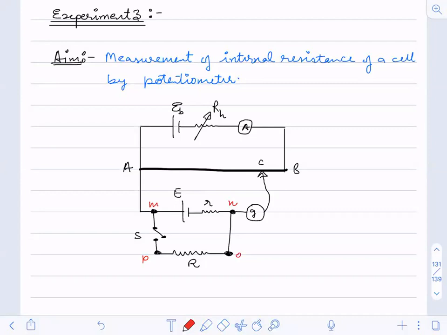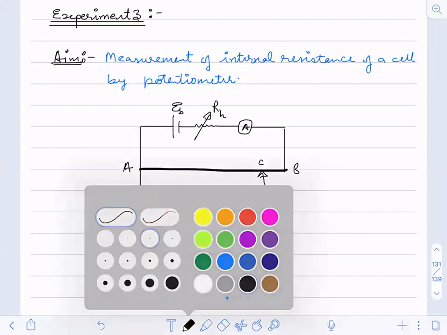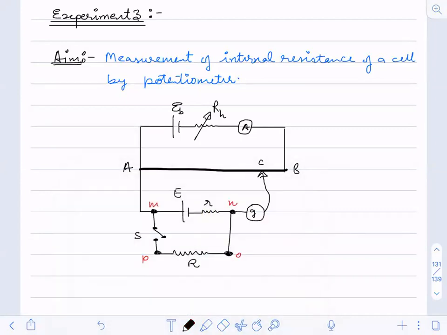Before that, just see the setup. In front of you I have drawn the setup of the experiment. The main part is still the same, it has not changed.